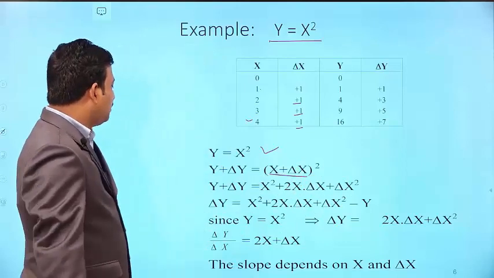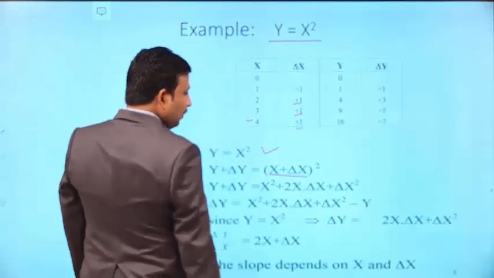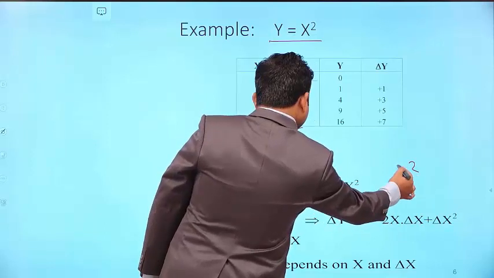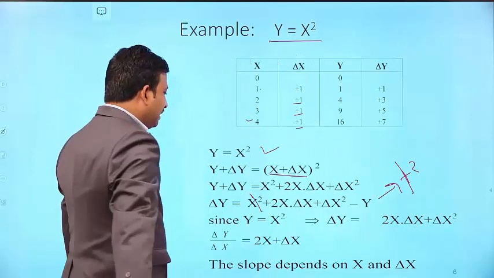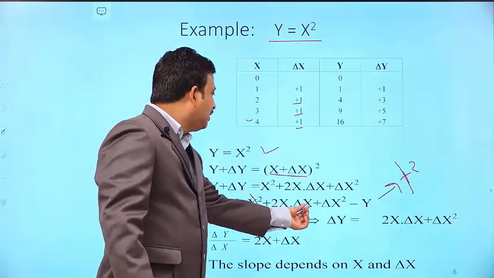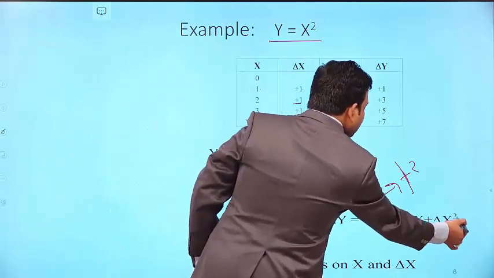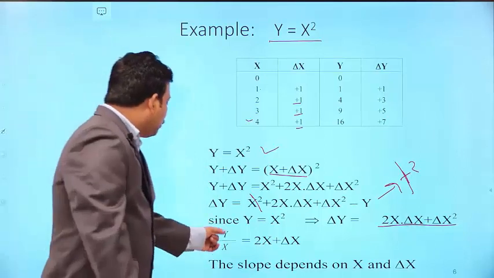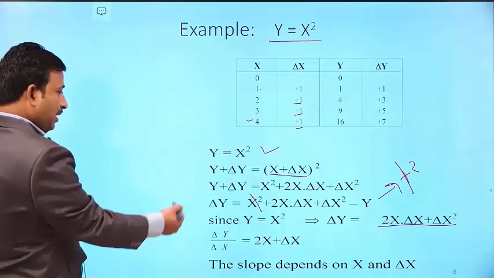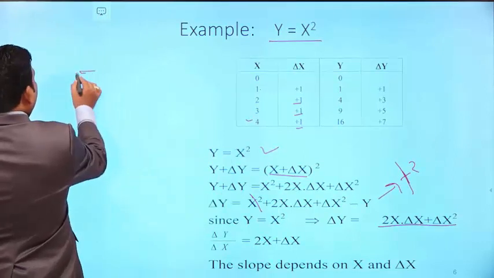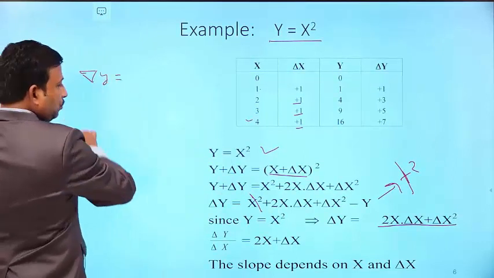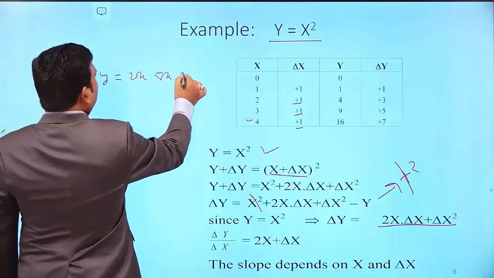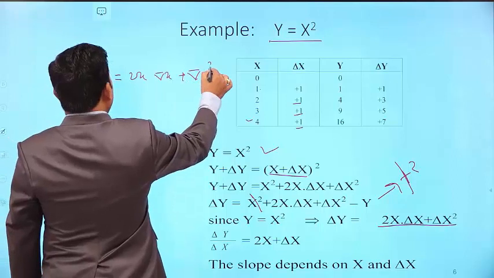So y equal to how much? Y is nothing but your x square, right? So what happened? If in terms of y you write x square here, then this x square and x square will cancel. So what will we get? 2x into del x plus del x square. So if you find del y by del x, what did you get here? Del y is equal to 2x into del x plus del x square.